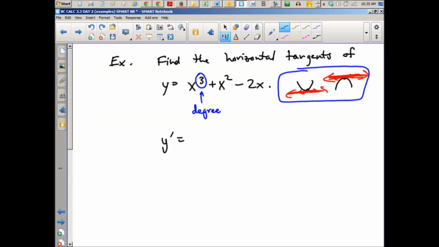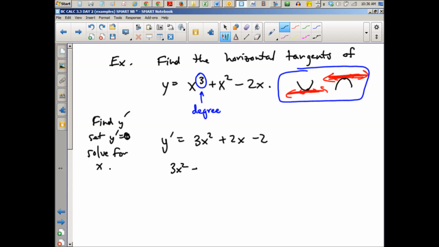Okay, so let's find y prime. This is our strategy. We're going to find y prime. We're going to set y prime equal to 0. Okay, so find the derivative, set equal to 0. Write that a little nicer. Solve for x. And then we'll see what we can do with the equation of lines. Okay, so the derivative is simply 3x squared plus 2x minus 2. And if you set this equal to 0, you're going to get the following two values using the quadratic formula.